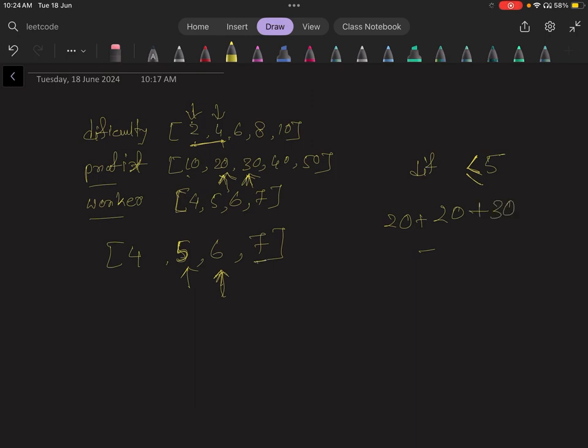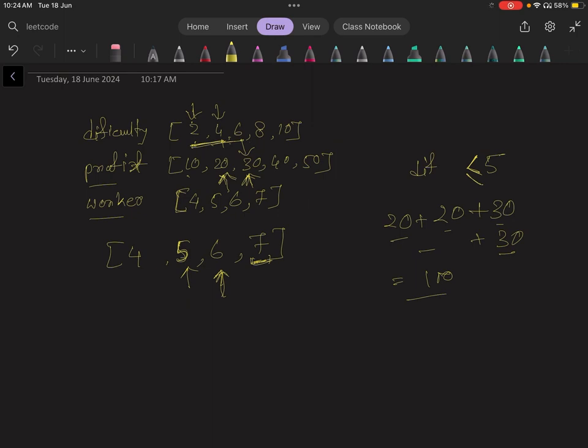Next we have 7. The worker has a difficulty of 7, so again we can do any of 2, 4, 6, but 6 has the most profit. So again we add 30 to our profit. So what is the maximum profit we are getting? 20, 20, 30, and again 30. It is 100. So we are getting the maximum profit as 100.